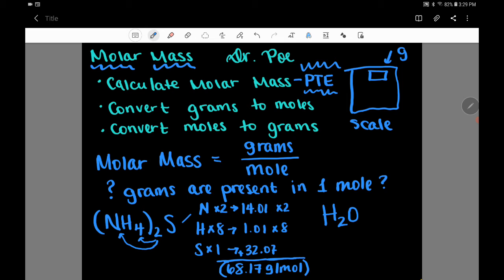And we're all done. So if we had 1 mole of ammonium sulfide, it would weigh 68.17 grams. So for H2O, go ahead and try this one on your own. Pause the video, and then come back.